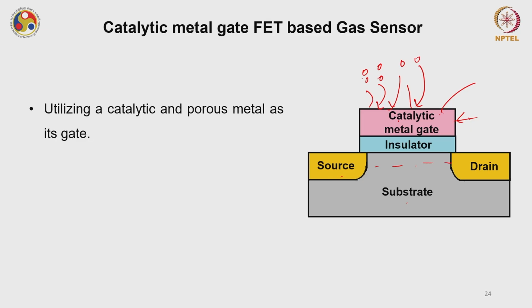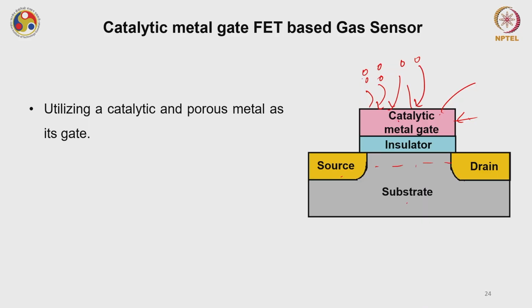So here, what people have done is they have utilized this catalytic and porous metal as the gate. Please note that this kind of device is very popular to detect those gases which have some affinity towards a particular catalyst. Say, for example, hydrogen gas. Hydrogen gas has very much affinity towards platinum and palladium based materials. So for those kinds of gases, this kind of structure is very popular.